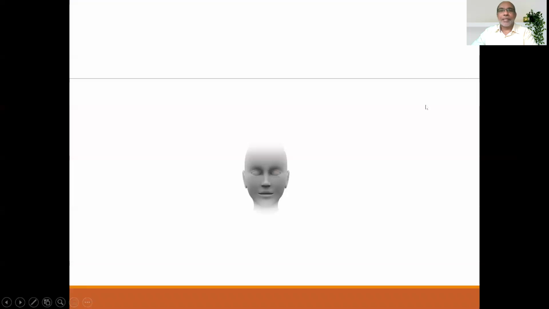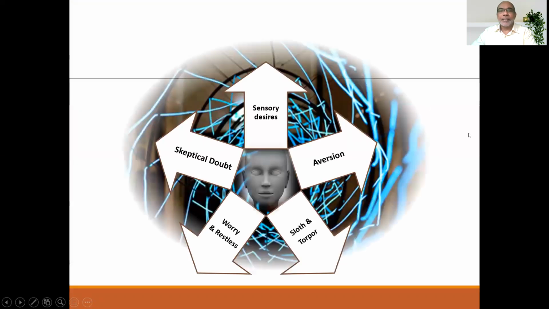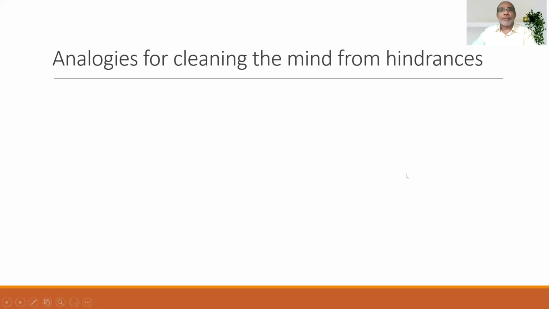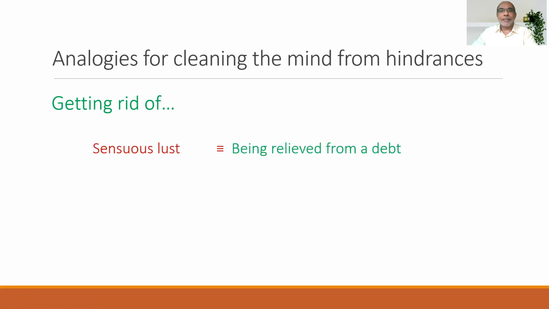The same five forces I mentioned are like a net which prevents the mind from swimming through to the concentrated states. Last time I gave you five analogies, one for overcoming each hindrance. I will not explain them again, but these were the five analogies of how you feel when you overcome each hindrance.